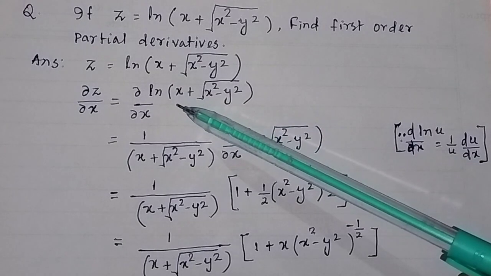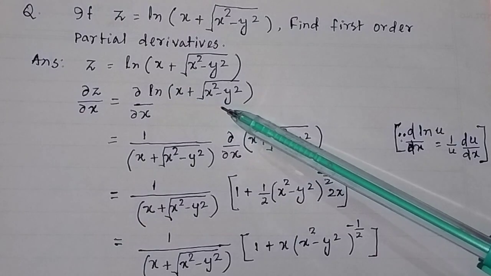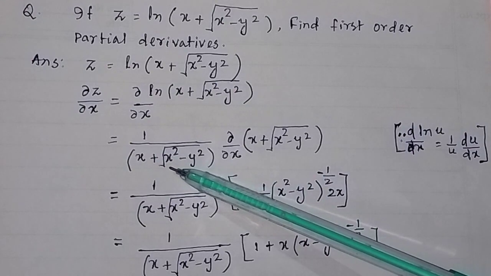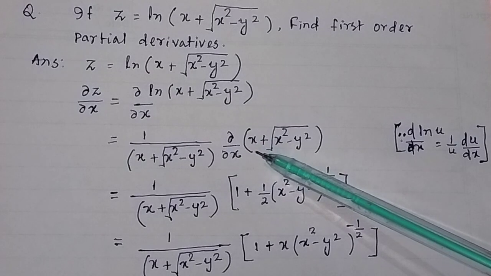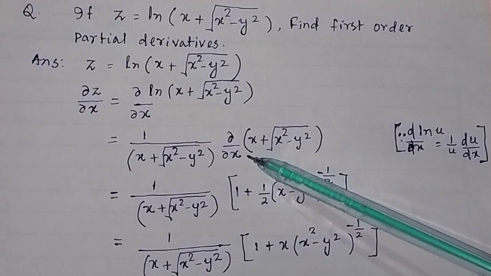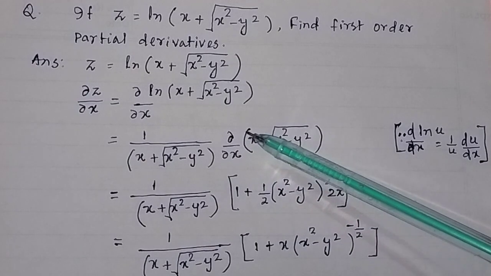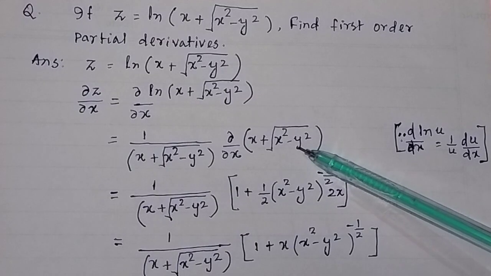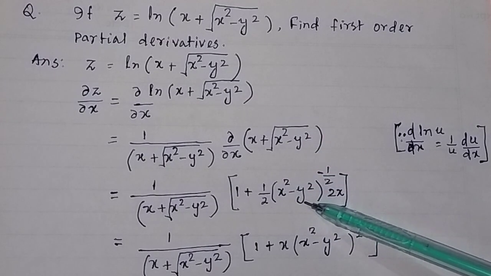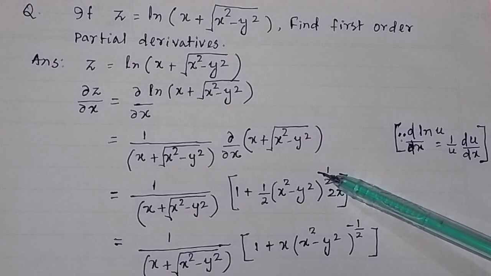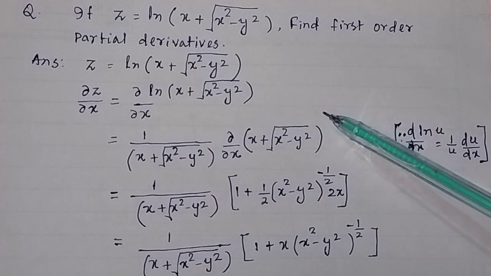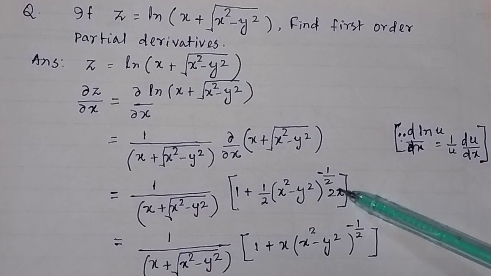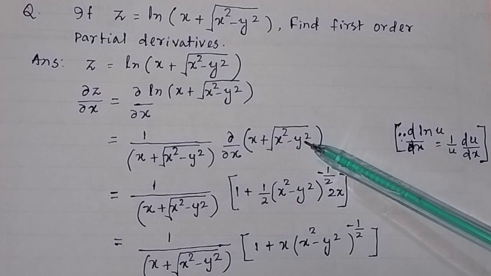Similarly here, the derivative of the logarithmic function log of x plus square root of x square minus y square is equal to 1 divided by x plus square root of x square minus y square, then partial derivative of x plus square root of x square minus y square with respect to x. So the partial derivative of x with respect to x is equal to 1, and partial derivative of square root of x square minus y square is equal to half times x square minus y square to the power half minus 1, that is equal to minus half, then partial derivative of x square is equal to 2x, and partial derivative of y square is equal to 0.